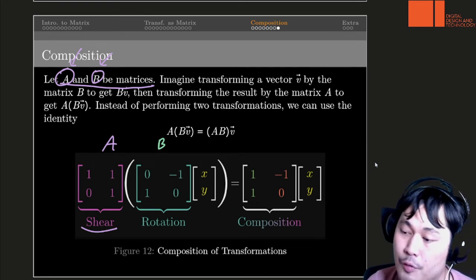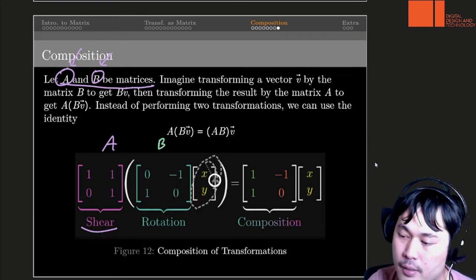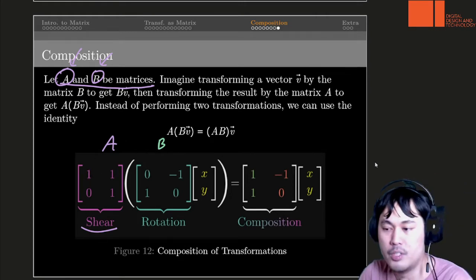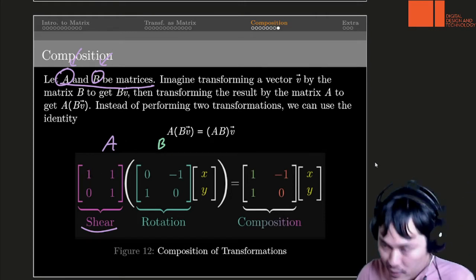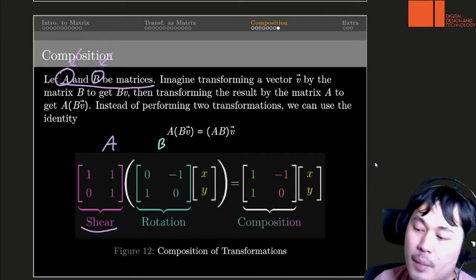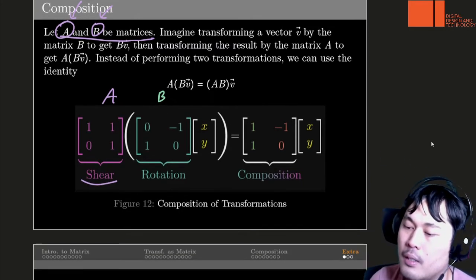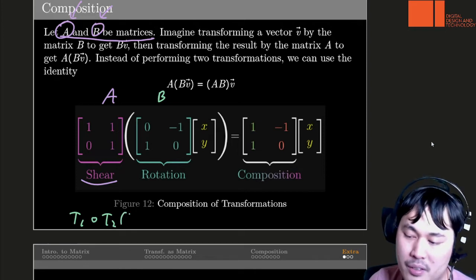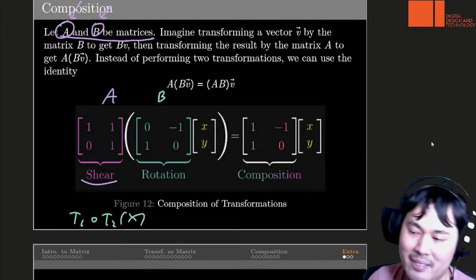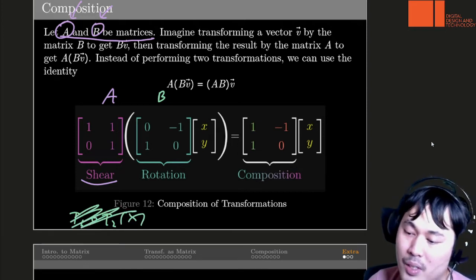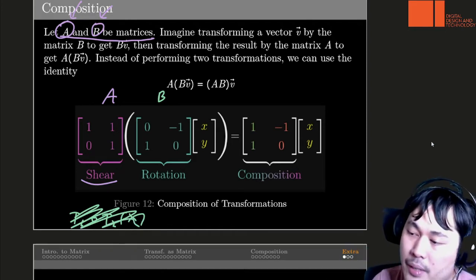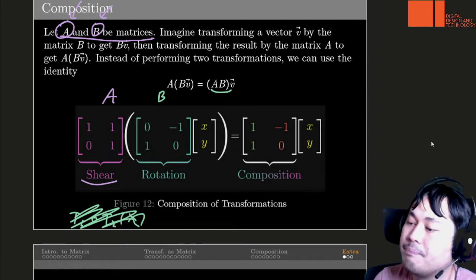Like we first rotate a vector, and after the rotation, then we shear it. We change it. So this is the composition of the transformation. And we can write it using the composition symbol. Right? But since they are matrices, then we don't need this anymore. We can think of it as a matrix multiplication.